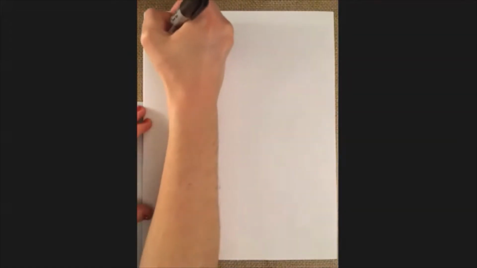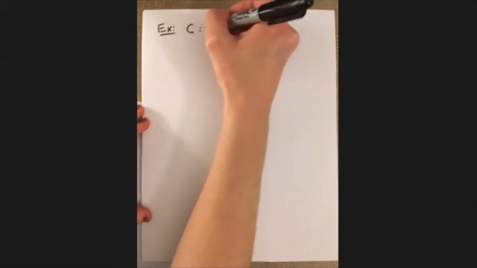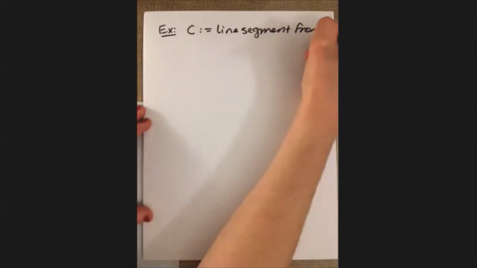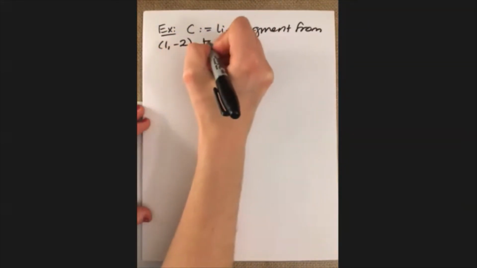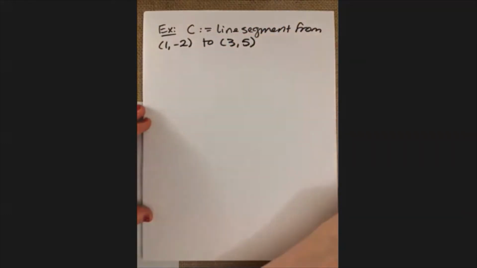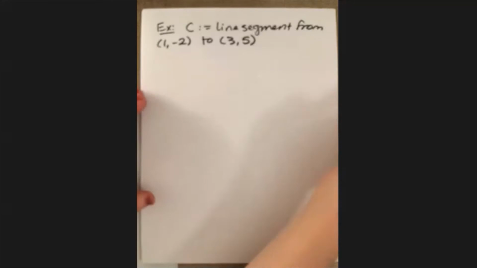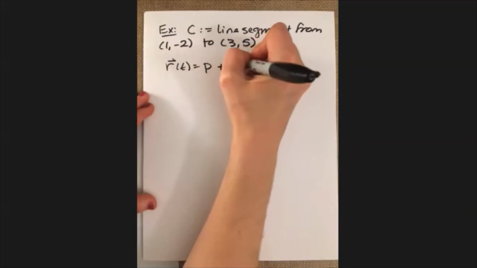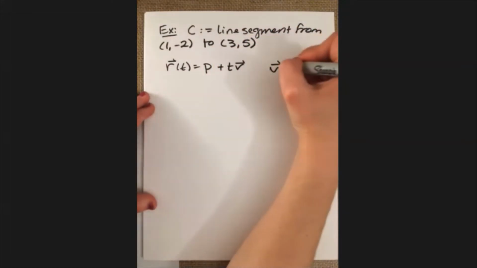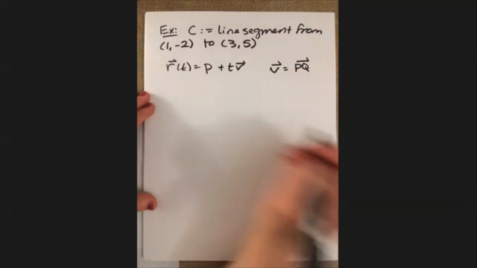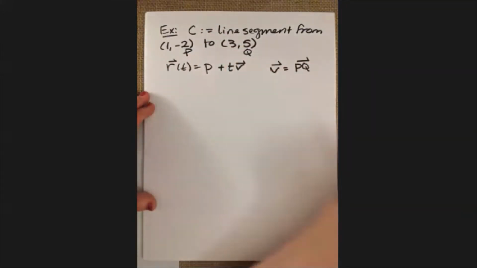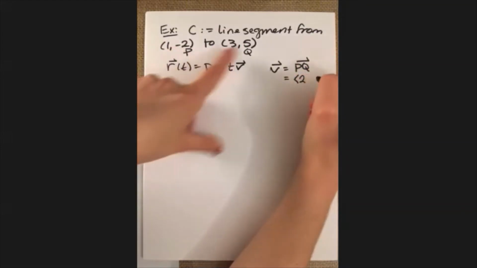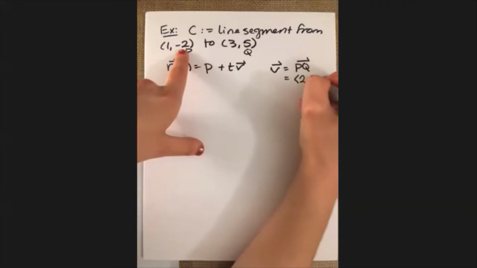For our first example, we're going to look at our curve being a line segment between 2 points. We're going to go from (1, -2) to (3, 5), and we're going to parameterize this curve. When we parameterize line segments, we're going to look for r of t to be equal to some starting point p plus t times a vector v, where the vector v is just how we're changing between the 2 points. So p is our first point, q is our ending point. And so we have 3 minus 1, which is just 2, and then 5 minus -2, which is 7.